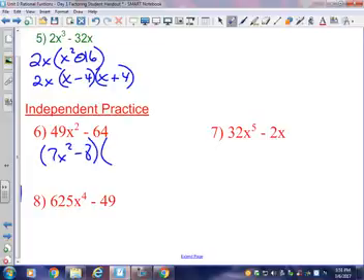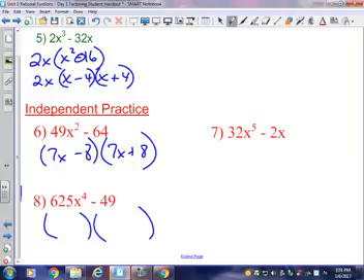This one, well, I didn't mean to write that square. This will be 7x minus 8 times 7x plus 8, because 7 times 7 is 49, and 8 times 8 is 64. Now I can't go again because that's not an even power anymore. 625 is 25 and 25, x to the fourth is x squared and x squared. 49 is 7 and 7 with a minus and a plus.